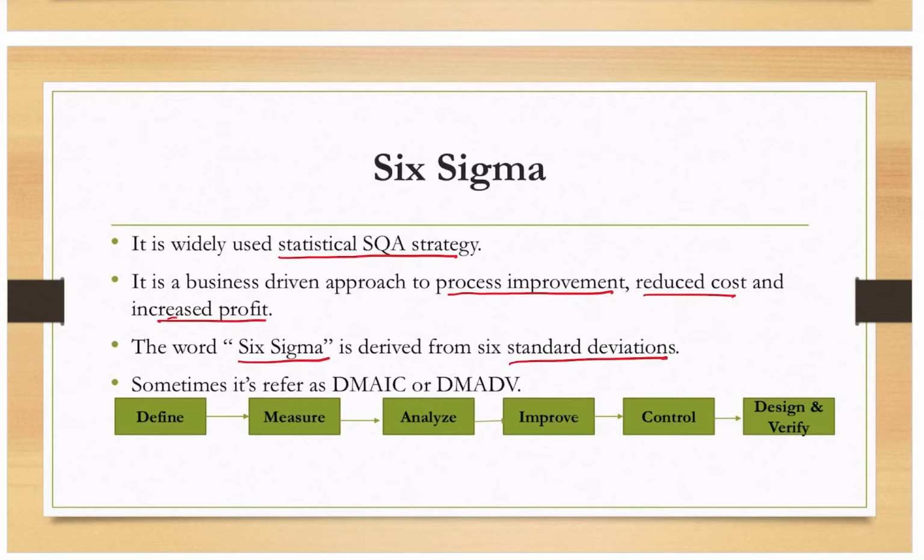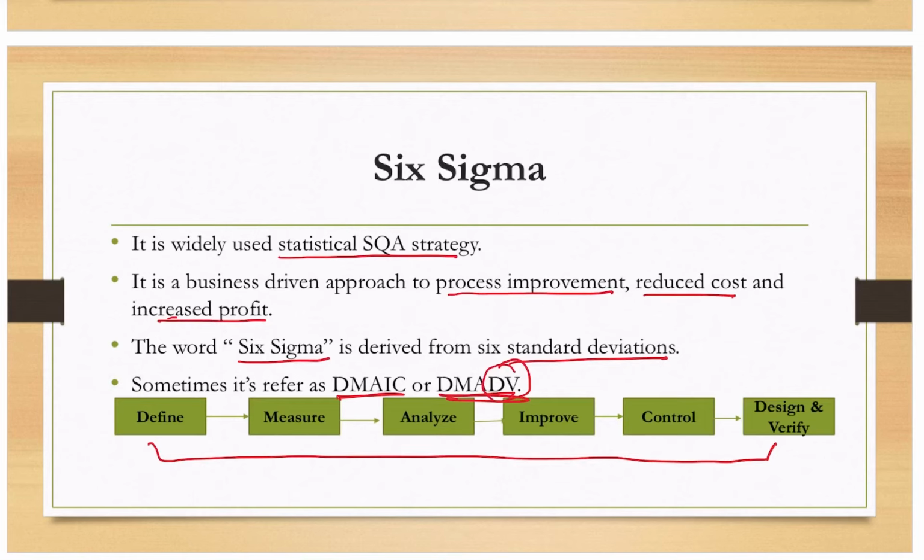For example, sometimes it's referred to as DMAIC, right? D stands for define, M stands for measure, A stands for analyze, I stands for improve and C stands for control, and D and V stand for design and verify. Now, these are the core steps in Six Sigma.